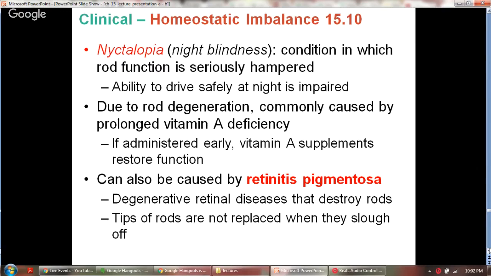A clinical aspect related to the topics we have discussed is nyctalopia, which is night blindness, a condition in which rod function is seriously hampered, also due to rod degeneration. It is commonly caused by prolonged vitamin A deficiency. Therefore, vitamin A supplements restore the function of the rods. Night blindness can also be caused by retinitis pigmentosa, a degenerative retinal disease which destroys the rods.